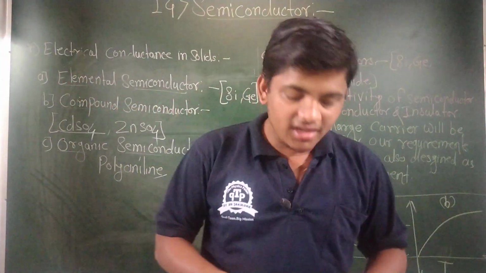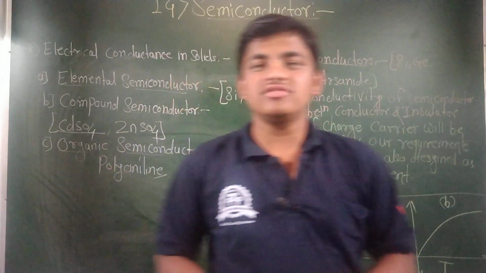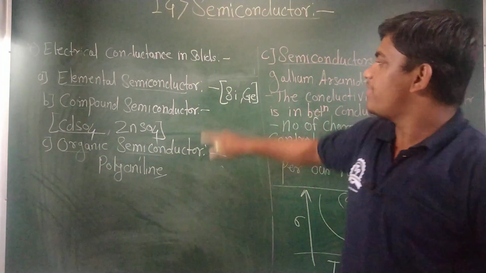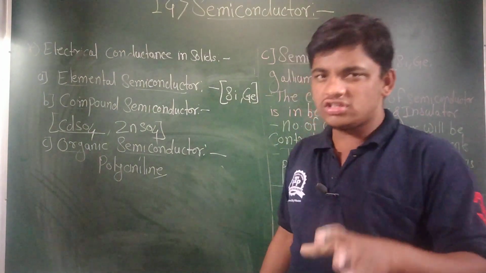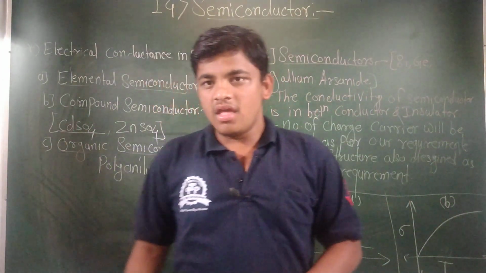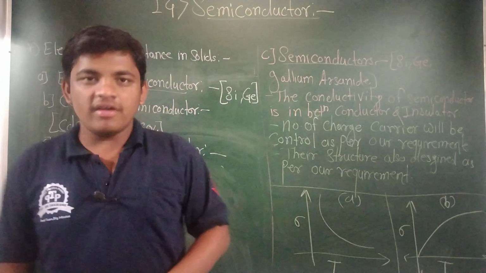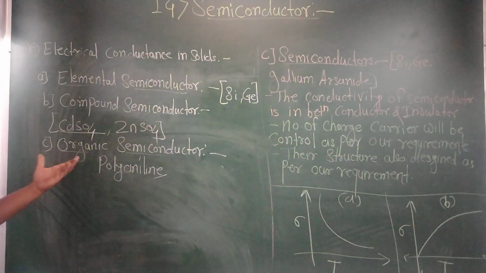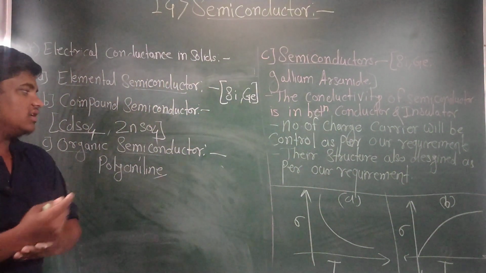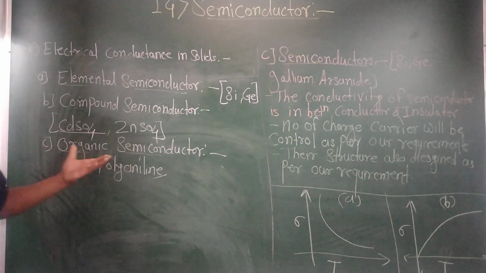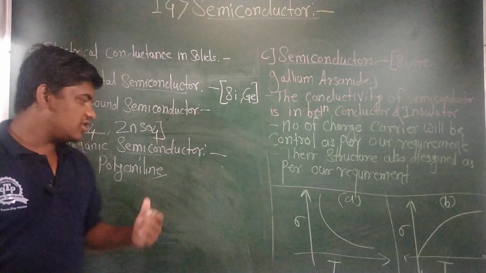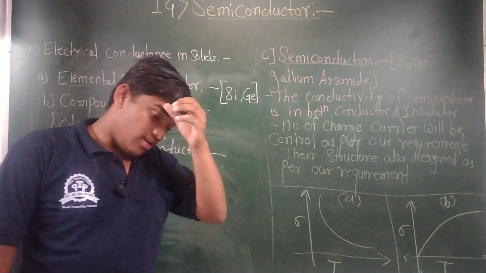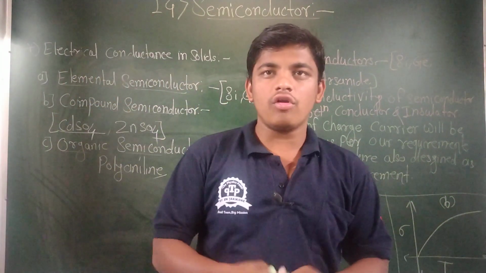But elemental semiconductors and compound semiconductors are the most widely used in the electronic industry. These were discovered earlier. The organic semiconductor was discovered later, and it is used in laser applications. A lot of semiconductors have 4 valency.